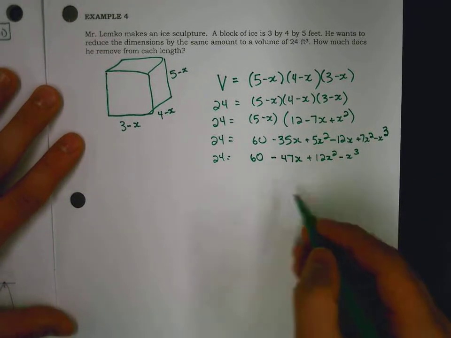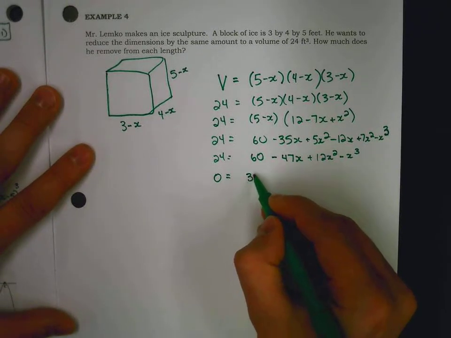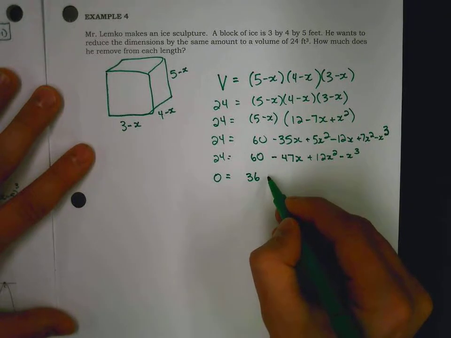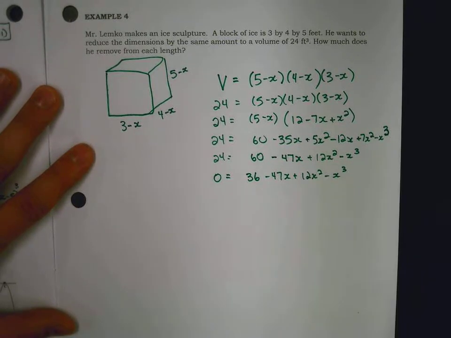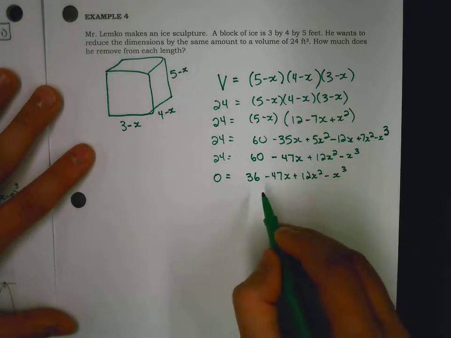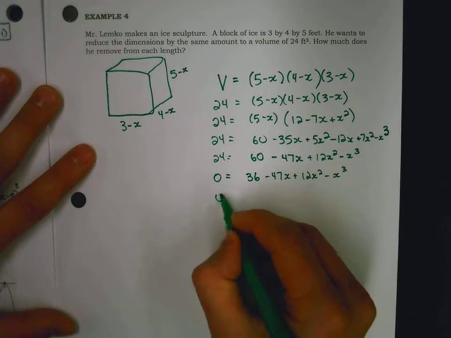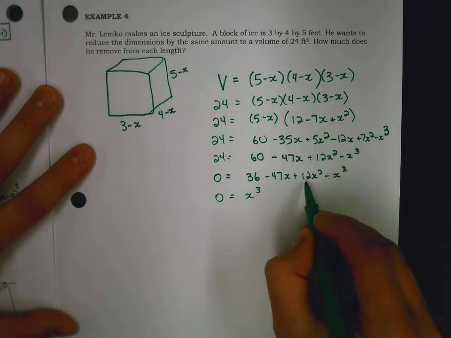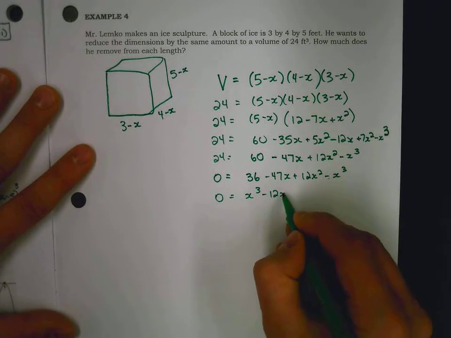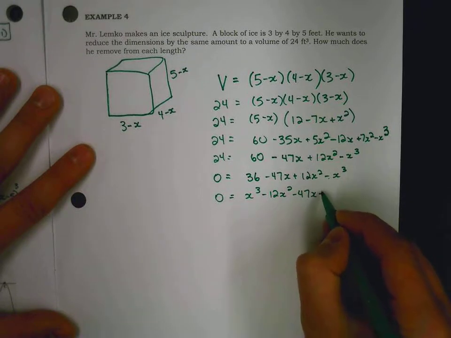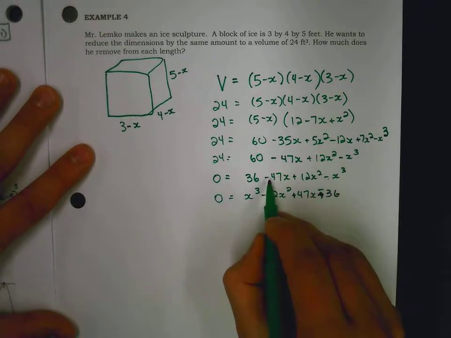We can subtract the 24 over and make this officially a 0, which will be nice. So we have 36 minus 47x plus 12x squared minus an x cubed. Now we can write this in a bit of a different order and maybe make sure that the x cubed is a positive to feel a little bit more comfortable. So we'll change the signs of all those as we reorder this. So x cubed minus a 12x squared plus a 47x minus a 36.